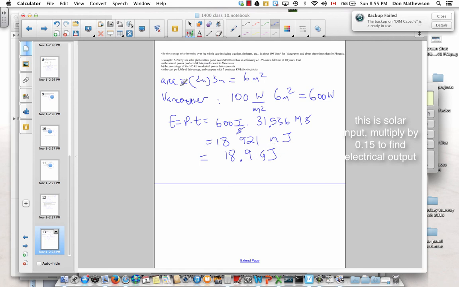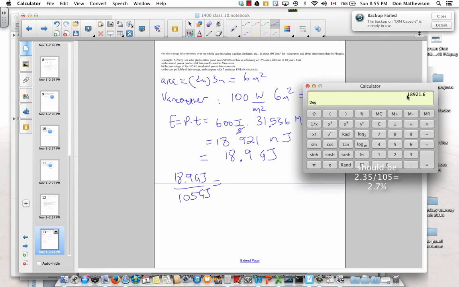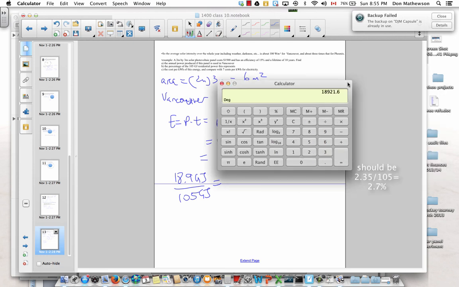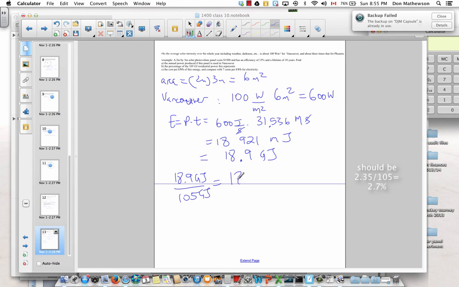Now, if you recall, typical residential energy use in Canada is about 105 gigajoules. So as a percentage, you're getting something like about 15% there. So 18.9 divided by 105, come on you, 18.9 divided by 105, yeah, 18%. So that's a worthwhile percentage of your residential energy.